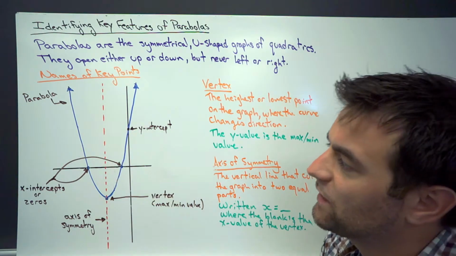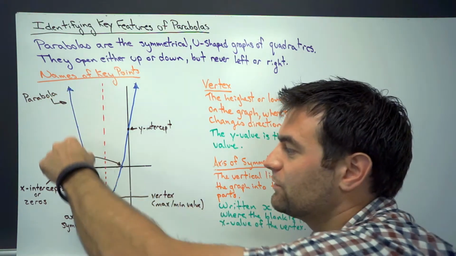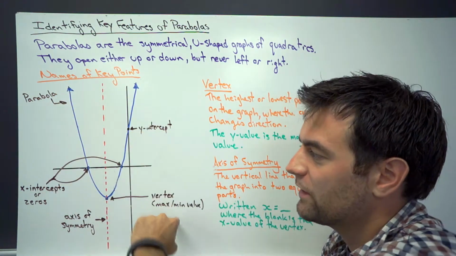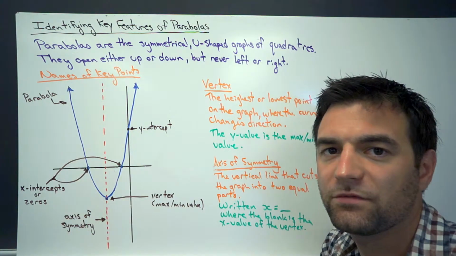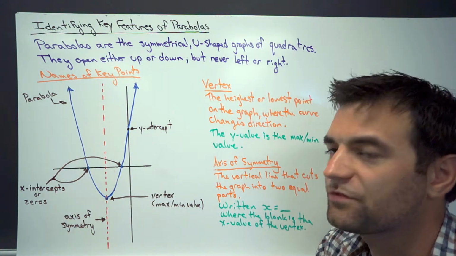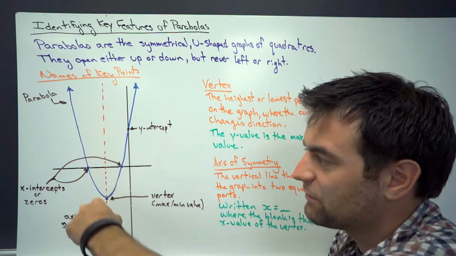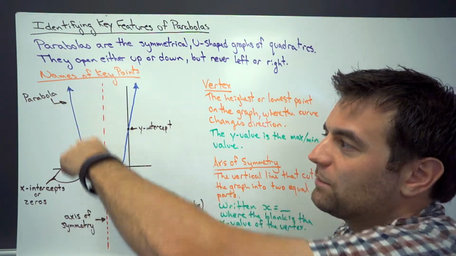So here we have a diagram of a parabola. It's the blue U-shaped figure here. It can open upwards like this, or it would open downwards and would be flipped over. There's a few key points that we need to know and be able to identify. The shape itself, again, is called a parabola.